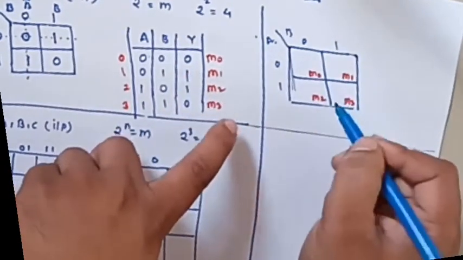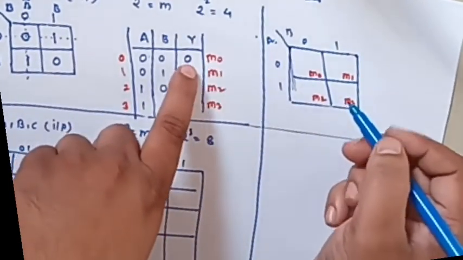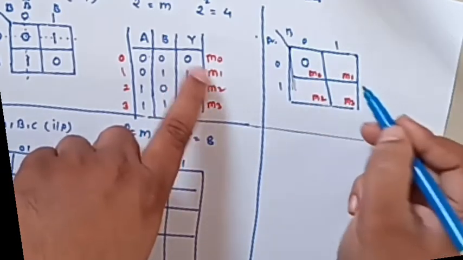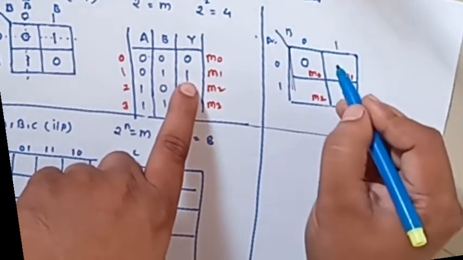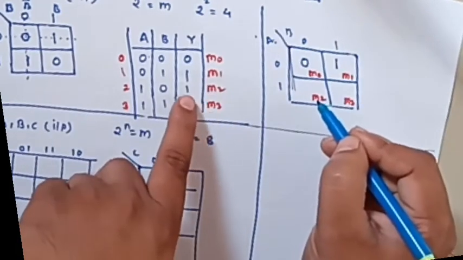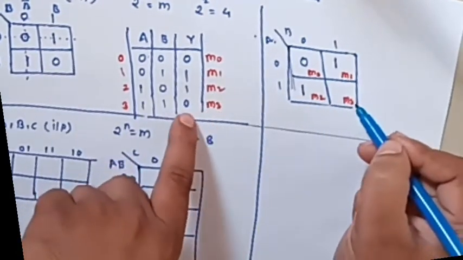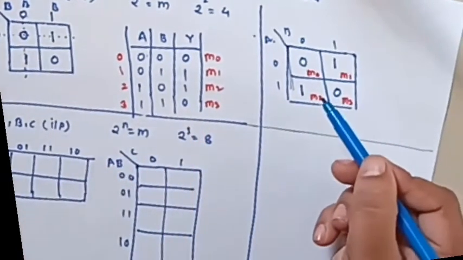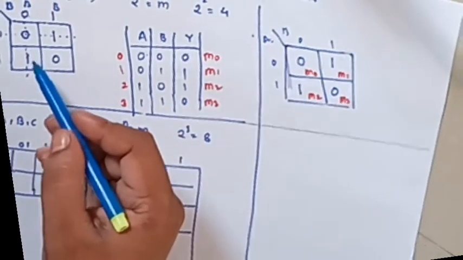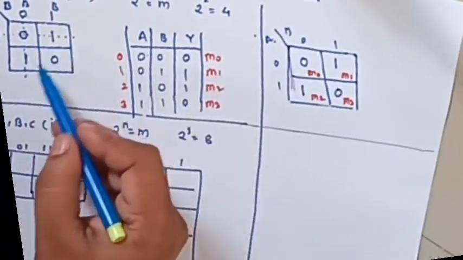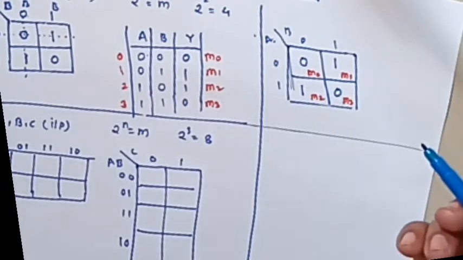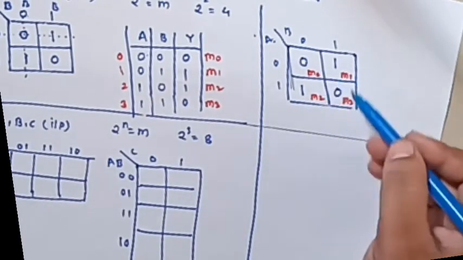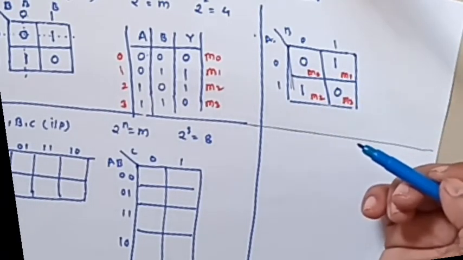Write down the values of these minterms. The value of M0 is what? 0. So here we write 0. Value of M1 is 1. Value of M2 is 1. The value of M3 is 0. If you look at this K-map and this one, both are the same: 0, 1, 1, 0. In this way also you can draw the K-map.